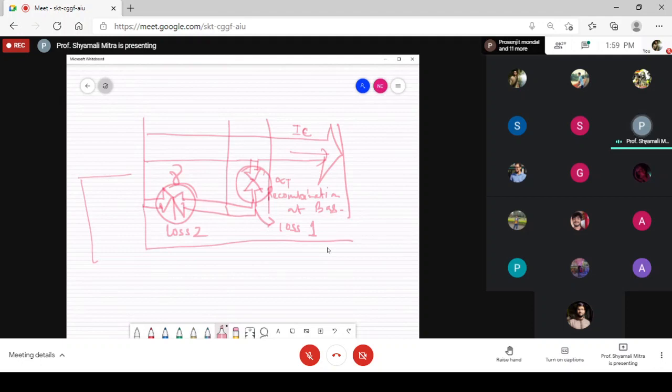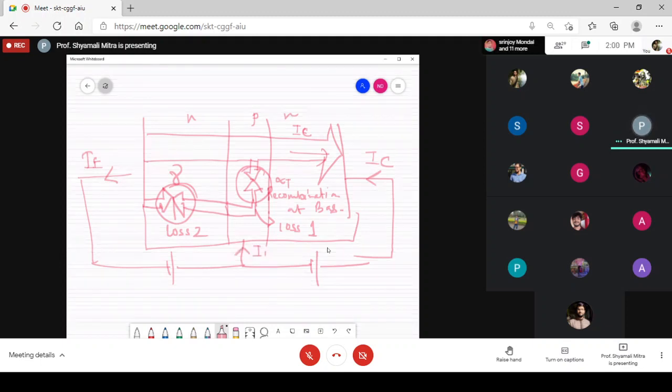So again, I am just drawing this thing as a whole, because this whole condition will apply when we give a forward bias to this region in pn, and give a reverse bias to this region. So this is IC in this direction, this is IE in this direction, and this is IB. With the voltage polarity, it can be seen here.